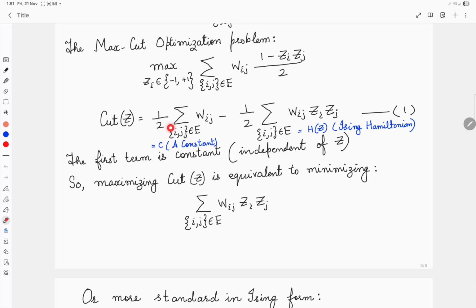Why is this a constant? Because these Wij are the weights of the graph. So for a given graph, the weights will be constant. Ultimately, this term will be a constant term. Let us call it C.